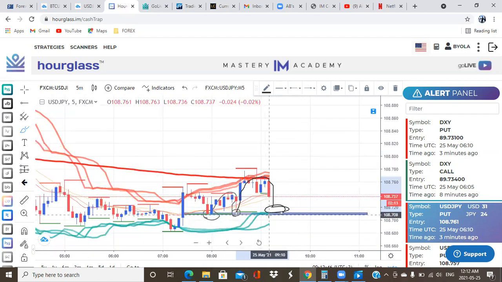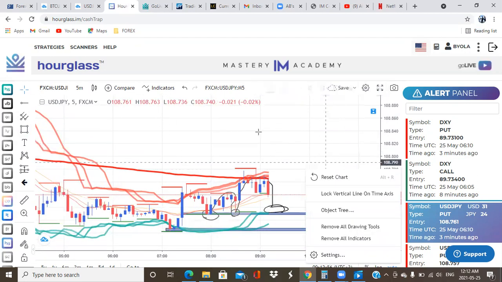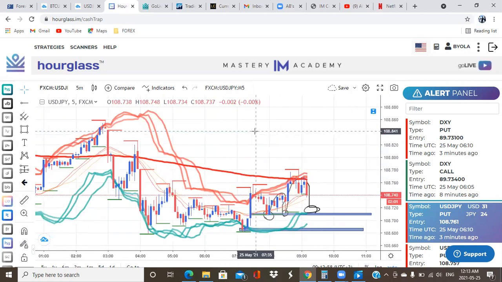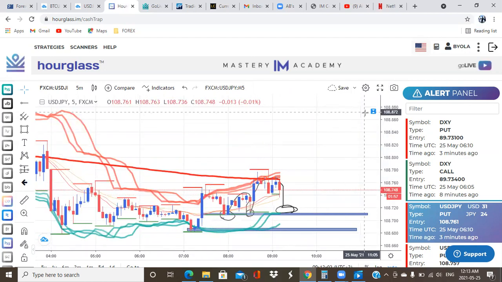Worst case scenario, if it goes down and pulls me into a drawdown, I will take a second entry in this zone here. So these are my buy zones. That's how you want to look at it, and that's how you want to take your trade.